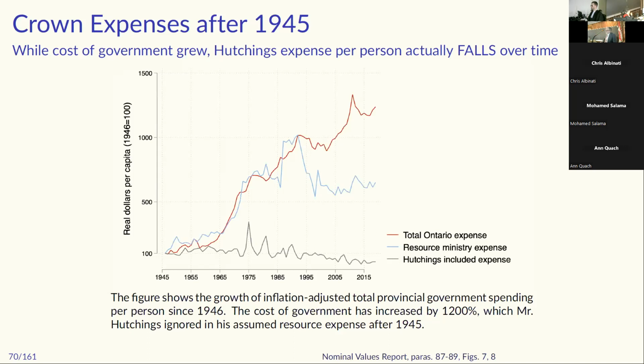May I ask, in the line you have, the dark line at the bottom that shows Mr. Hutchings' expenses, those are only included expenses. He doesn't say that these are the expenses, period, of the ministry or the department, nor running government. No, Your Honor. He says that the expenses that are appropriate to include as representing the Crown's expense in support of revenues. So that's not a comparison to the red line.